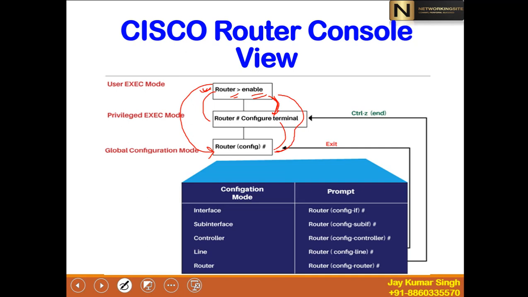See, maybe I'm inside your family room, right? I cannot jump directly from family room to main gate, outside. Slowly I have to exit, right? So whenever you want to move from user mode to privilege, you type enable, and when you want to move from privilege mode to configuration mode, you have to type this configure terminal command.